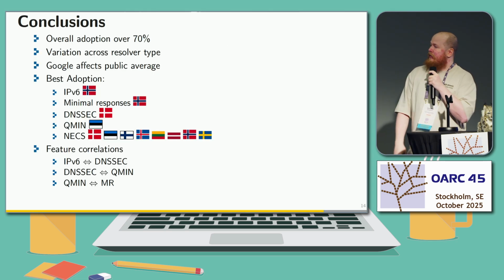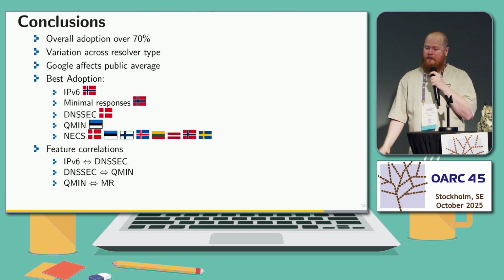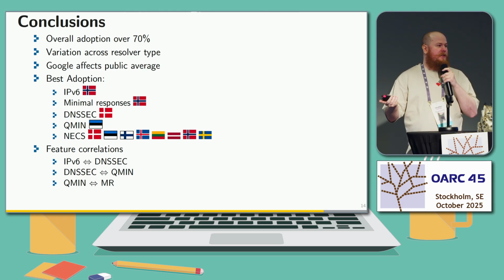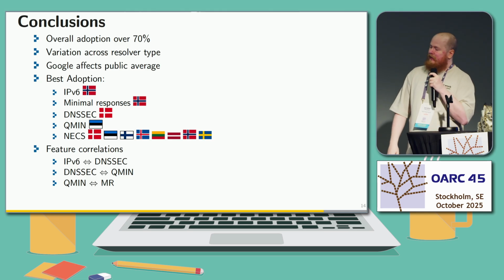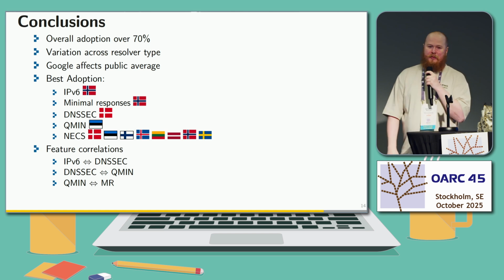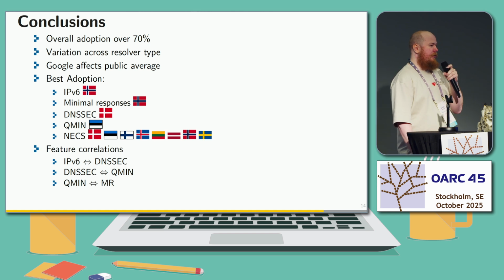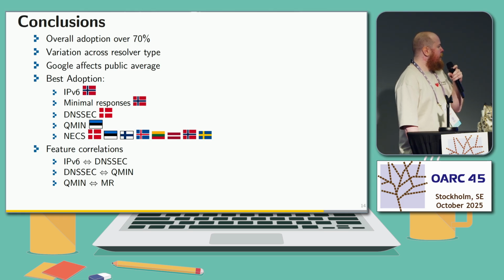All right. In conclusion, we have a high adoption rate, looking at all the probe resolver pairs. It varies depending on what type of resolver it is and how close in network proximity it is to the probe. We have a sort of leaderboard of different features here, and everybody wins at not using the ECS. And we also find some nice feature correlations between these.